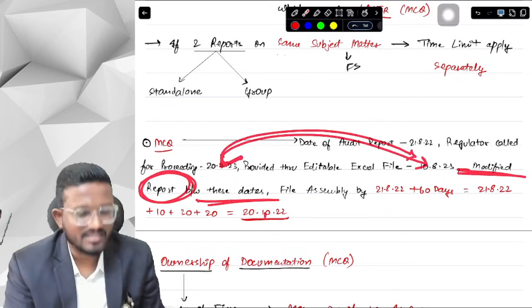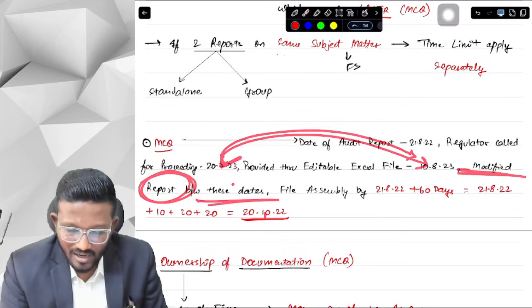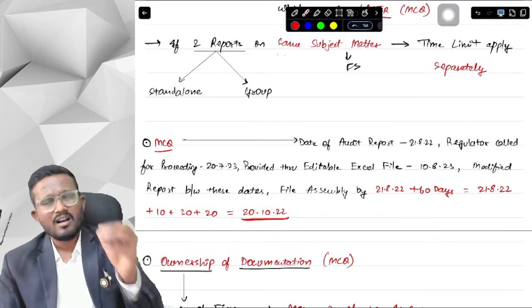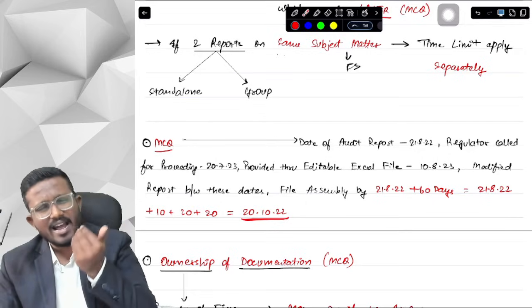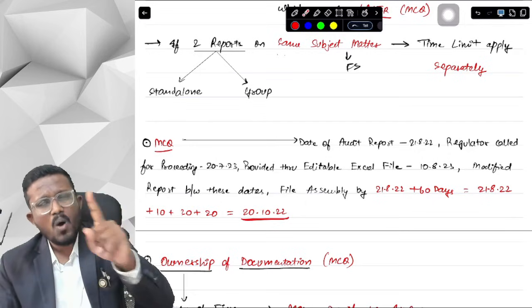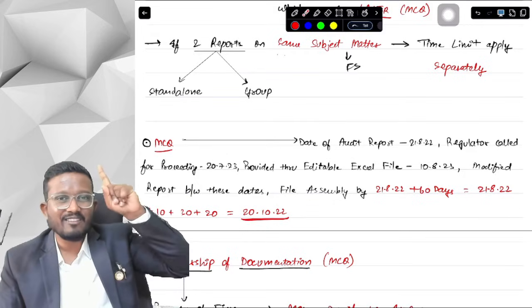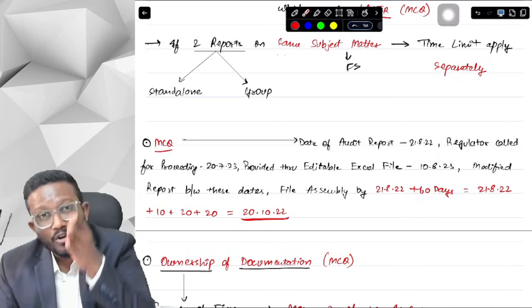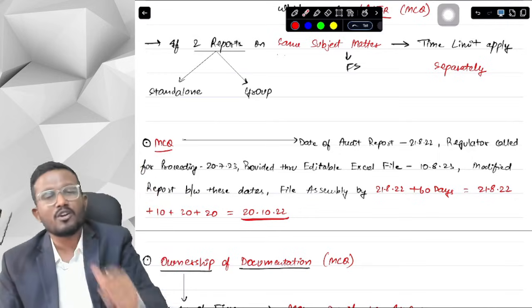Between these dates. Now tell me, what is the final assembly file completion time? By what date should I complete the assembly of the final audit file? I told you that to check the timeline for final assembly of the audit file, you have to check from the date of auditor's report, within 60 days from the date of auditor's report.